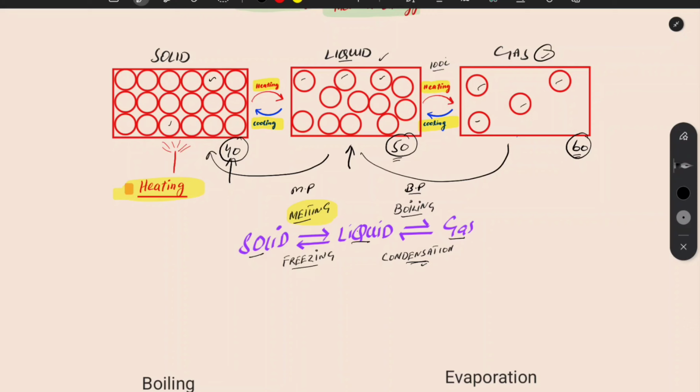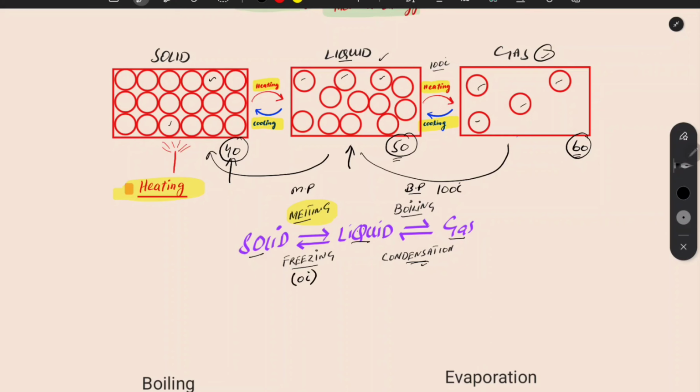You can use the example of water. What is the boiling point of water? 100 degrees centigrade. So 100 degrees centigrade is the temperature at which water will convert into steam or gas. And what is the freezing point of water? The freezing point of water is 0 degrees centigrade.